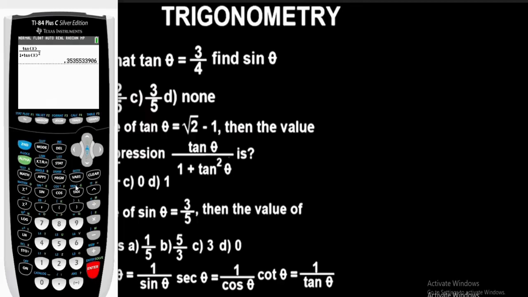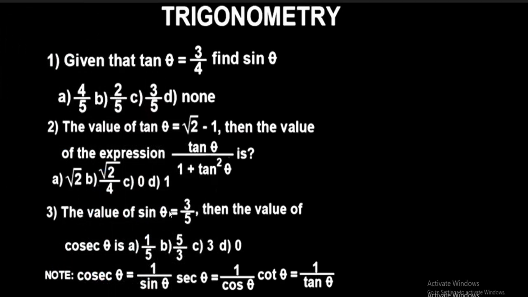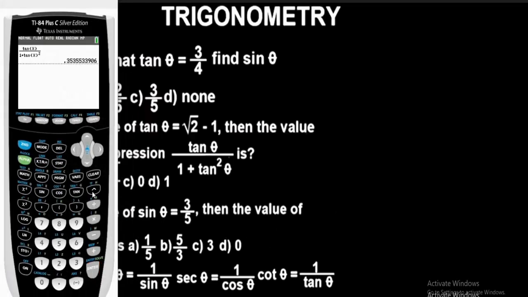Right now we are going to simplify the options. Whichever one gives us 0.35 will be the answer, but I think it will be option B. Let's check it. We have square root of 2 over 4. Let's clear this. It is in fraction, so press alpha, this button, press 1. So we have square root of 2 over 4.